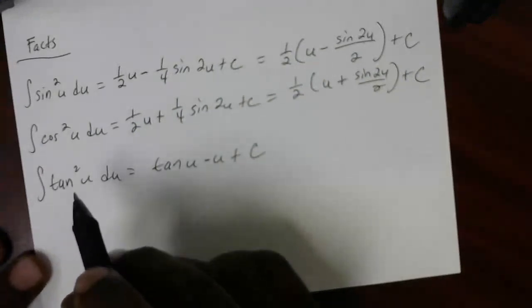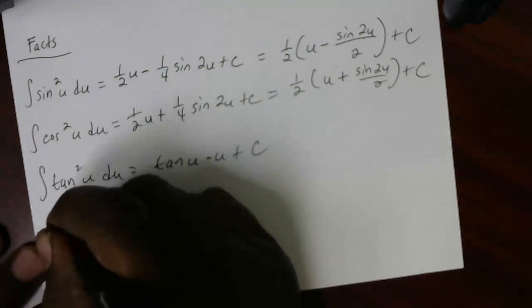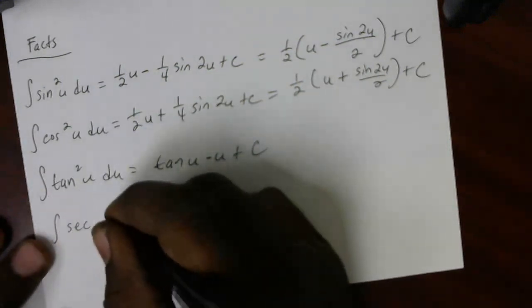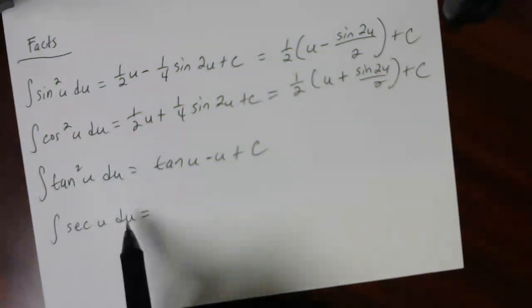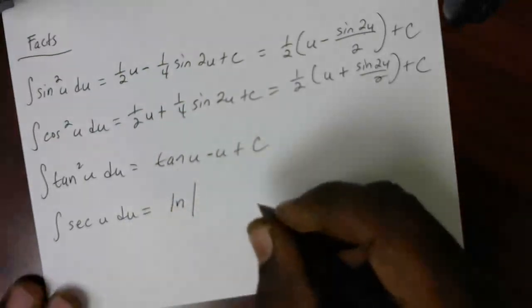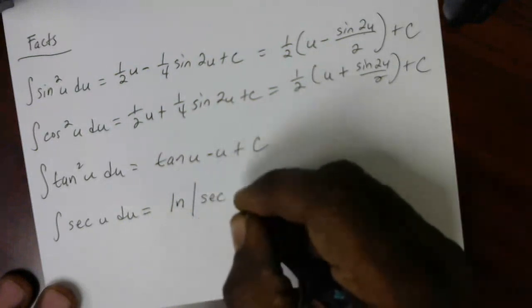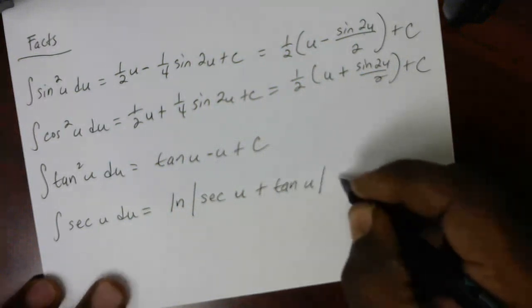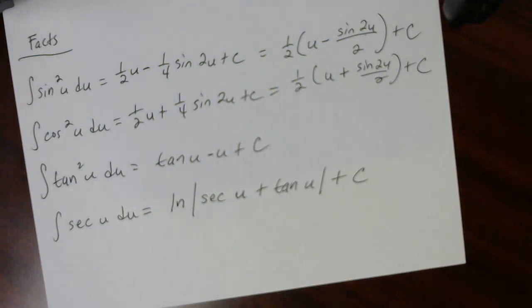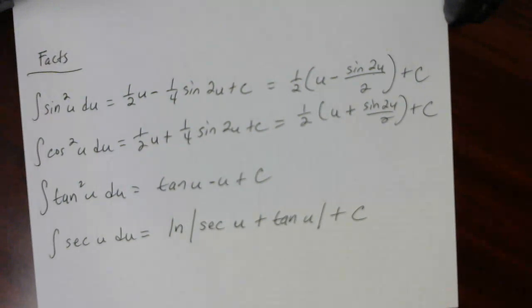And here's another formula I want you to add to your formula sheet. The integral of secant u du. If you look on that formula sheet, there isn't a formula for the integral of secant, but the integral of secant u du is equal to the natural log of the absolute value of secant u plus tangent u, plus the arbitrary constant. All right, so here are 4 formulas that you want to add to your formula sheet.